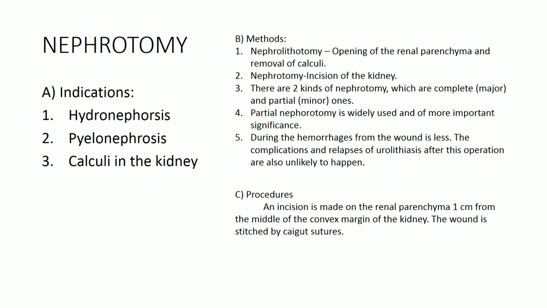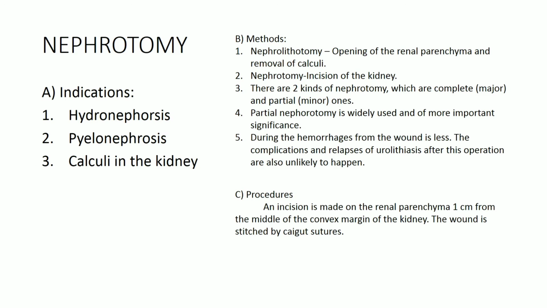Nephrotomy. Indications are hydronephrosis, pyelonephrosis, calculi in the kidney. Methods. Nephrotomy incision is done on the kidney. There are two types of nephrotomy, which are complete, major, and partial nephrotomy. Partial nephrotomy is widely used and is of greater importance.